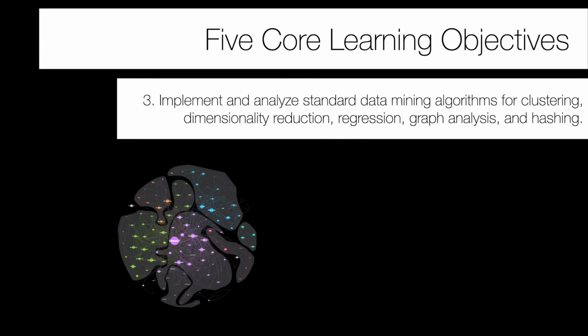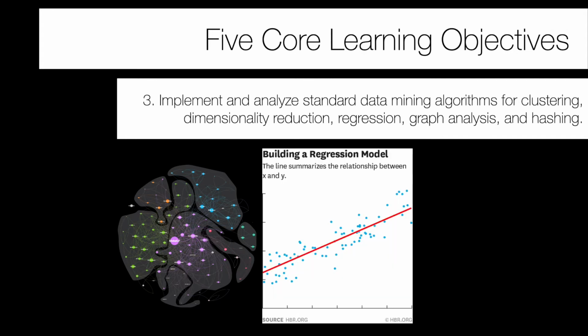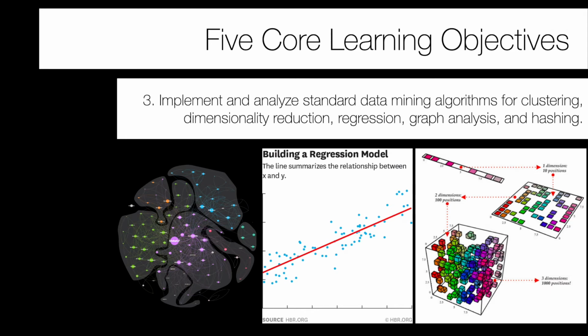The third learning objective is about implementing and analyzing standard or touchstone algorithms for doing clustering, dimensionality reduction, regression, or any sort of algorithm that we may use or apply to our data to extract the knowledge or interesting insights that we've talked about. For instance, this could be clustering or community analysis in a graph. It could be regression models. It could be, as I mentioned, dimensionality reduction, or anything along those lines.